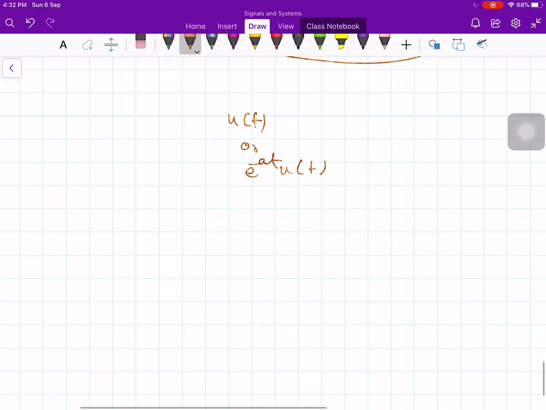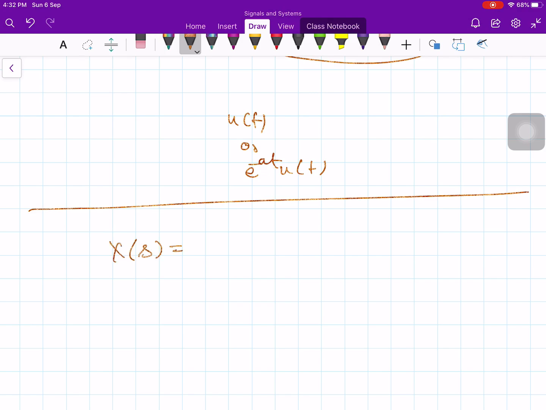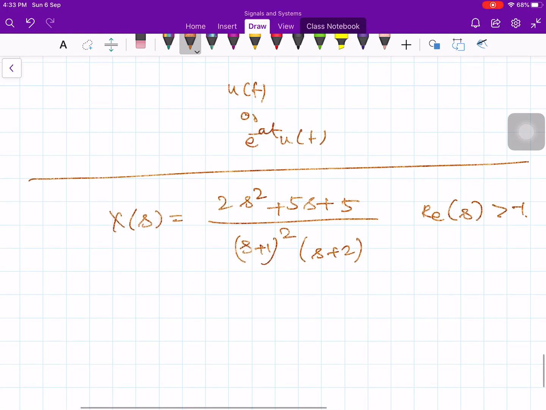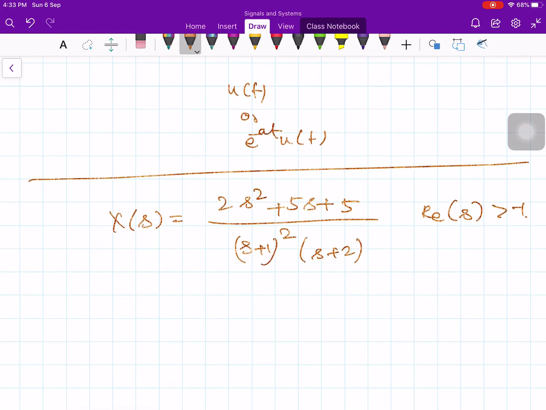Okay. Now let me take one more example. Consider the Laplace transform X of s equal to 2s squared plus 5s plus 5 divided by (s plus 1) the whole squared times (s plus 2), and the region of convergence is Re of s greater than minus 1. Now apply partial fraction expansion for this, then we can write this as 2 by (s plus 1) the whole squared minus 1 divided by (s plus 1) plus 3 by (s plus 2).